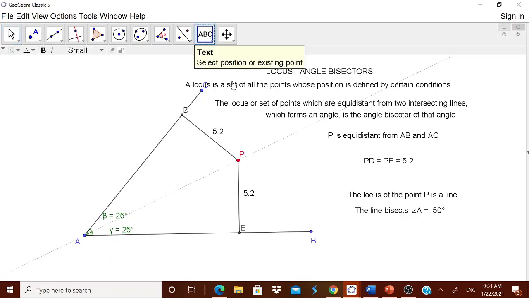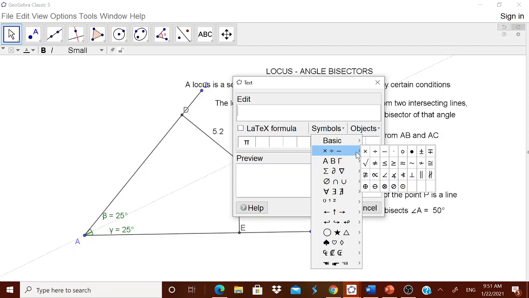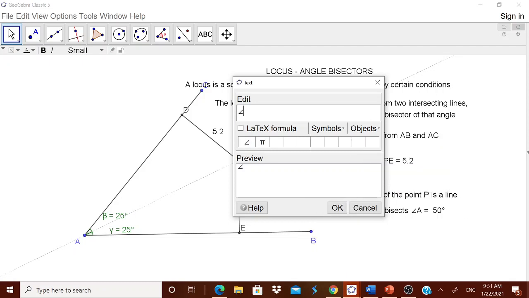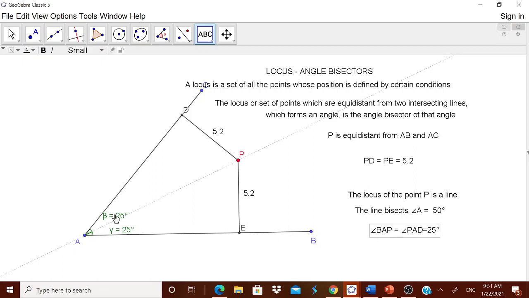Now you can make the statement over here. You can go for this symbol, and from this you get the angle symbol. Angle BAP is equal to angle PAD. Again, angle PAD is equal to, from the object you can have either alpha, beta or gamma. I will just get beta. Now you can make these changes also.